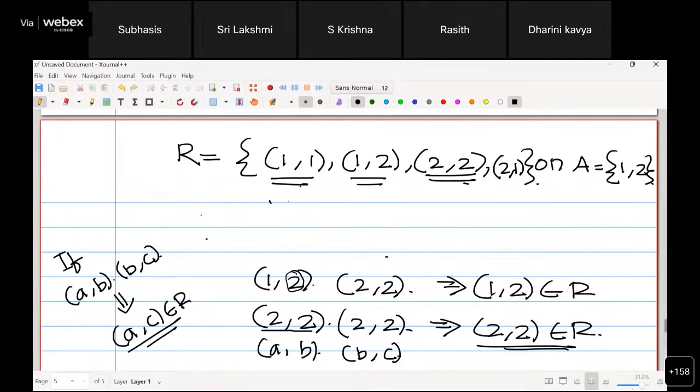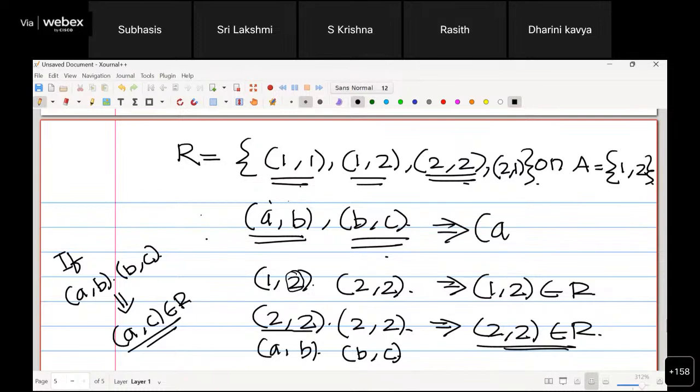Yes, you should check all the possible pairs of the form (a,b) and (b,c). Whatever pairs you can write of this form, for all these pairs you should check whether (a,c) is present. If the condition doesn't hold for even a single pair, it can't be transitive. Okay, sir. Understood. Thank you.